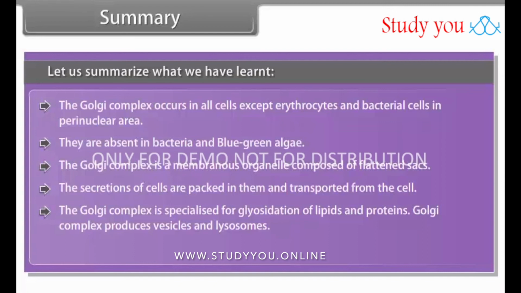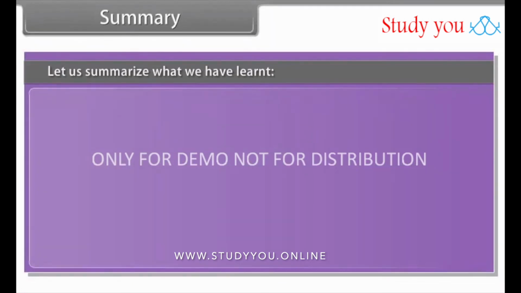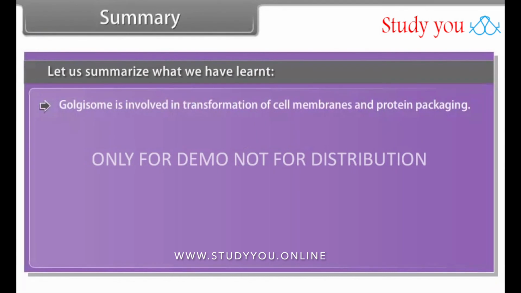Golgi complex produces vesicles and lysosomes. ETC is component of Golgi complex. Golgisome is involved in transformation of cell membranes and protein packaging. The Golgi complex is exporter house of the cell.